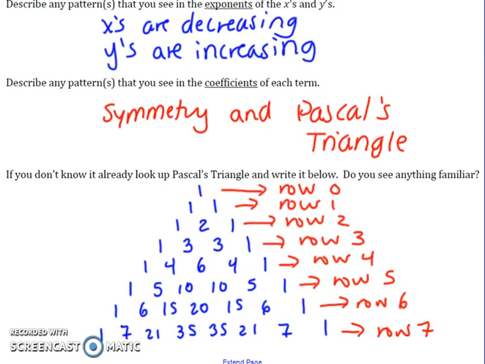So if they ask for the third row, you're not just going 1, 2, 3. My third row is 1, 3, 3, 1. It starts at 0, so you have to go 0, 1, 2, and 3.